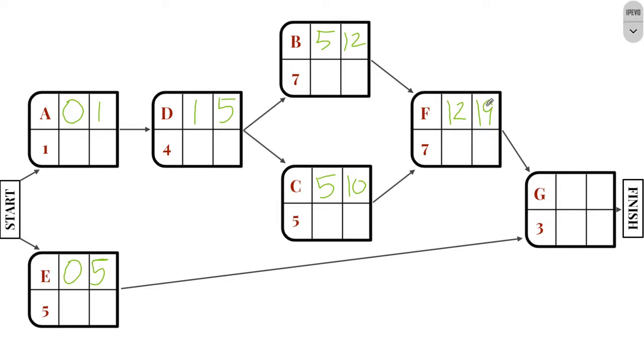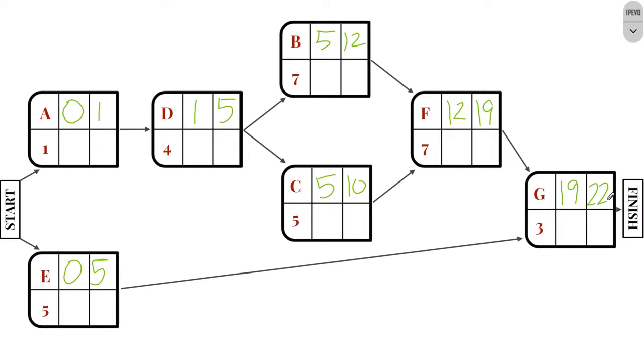So I need to make sure that I wait for F to be done before I hop into G. So the earliest that G can start is after 19 days. And then plus 3 will be 22. So what that tells me is that my project will take me at the very least 22 days to complete.